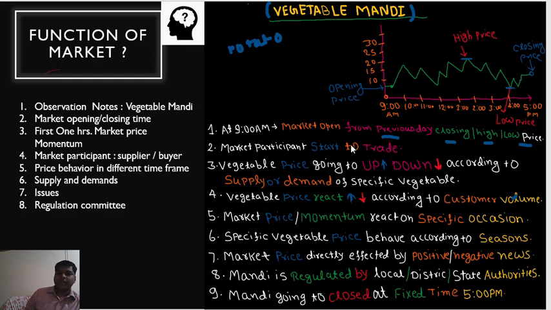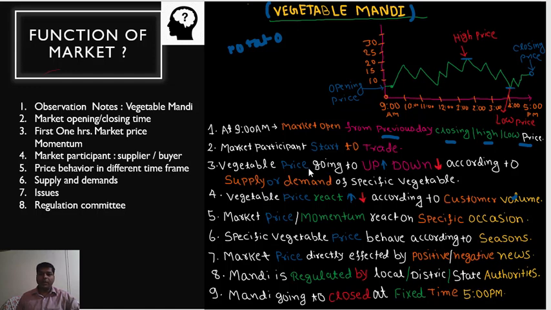Market participants, like you, me and all, are the market participants in a regular vegetable mandi. From daily needs, we go to the mandi and buy vegetables, potato, tomato and all such agro products. What we observe in the regular mandi is that vegetable prices go up and down according to the supply or demand of a specific vegetable. Like the potato, all the time it is trading up and down in a mandi.